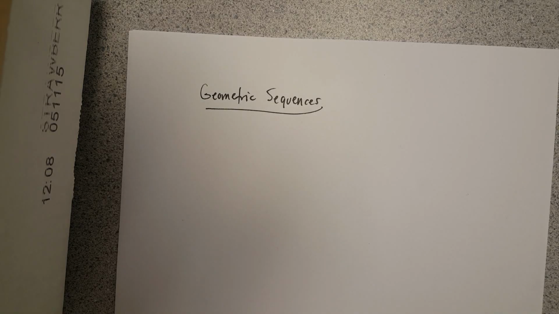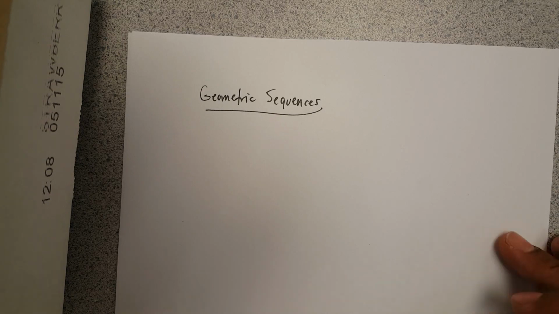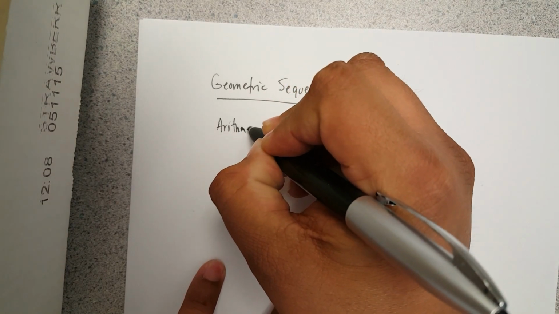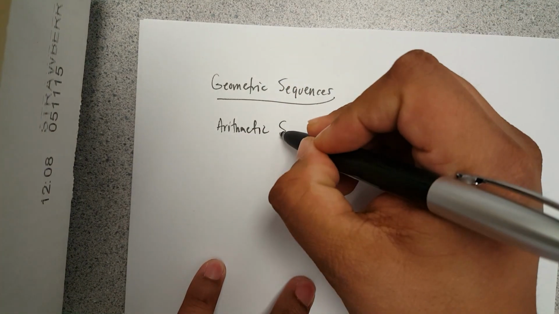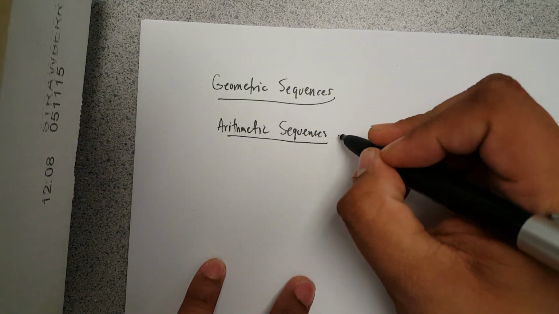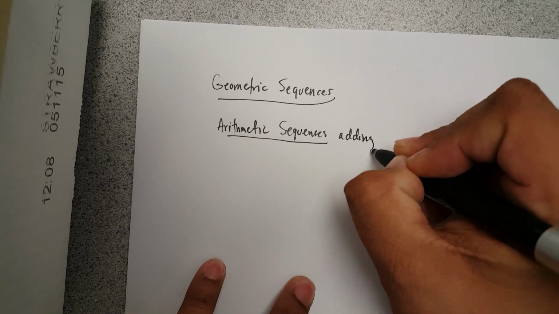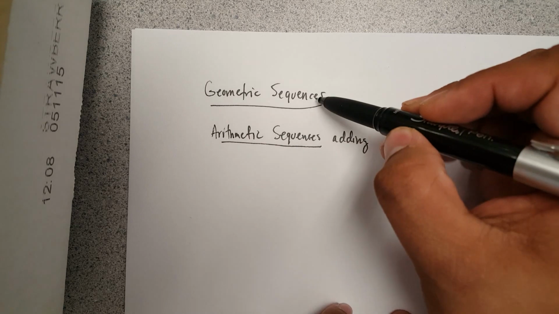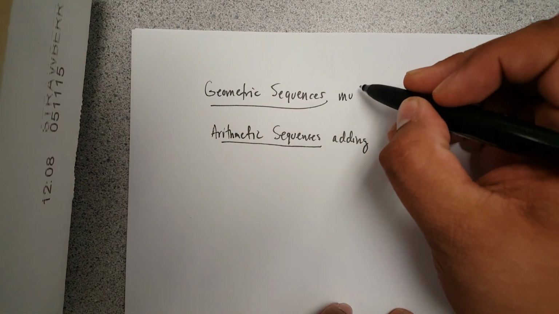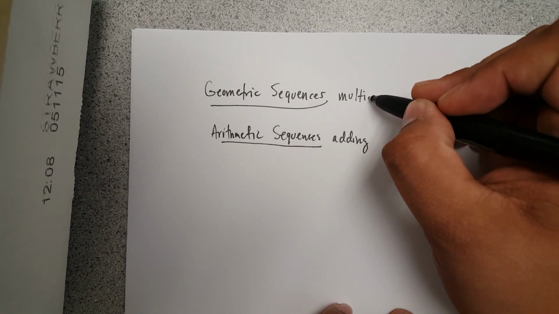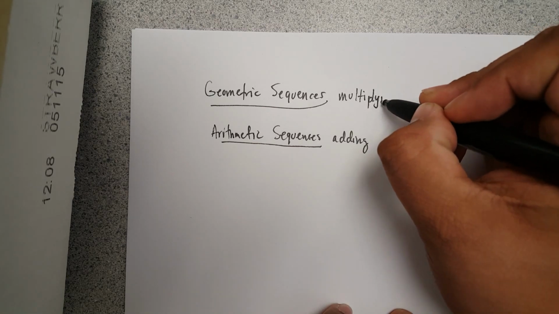Hey guys, we're going to be going over geometric sequences, and it's very similar to what we have done before with arithmetic sequences. The only difference between arithmetic and geometric sequences is that in arithmetic sequences we're always adding. We're adding a negative or a positive number to get to the next term. For geometric sequences we're always multiplying a fraction or a whole number.